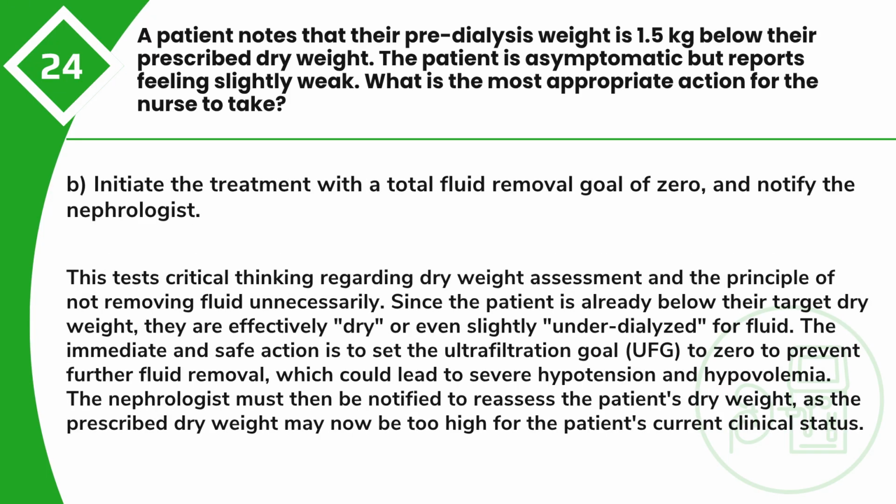Initiate the treatment with a total fluid removal goal of 0 and notify the nephrologist. This tests critical thinking regarding dry weight assessment and the principle of not removing fluid unnecessarily. Since the patient is already below their target dry weight, they are effectively dry or even slightly underdialyzed for fluid. The immediate and safe action is to set the ultrafiltration goal, UFG, to 0 to prevent further fluid removal, which could lead to severe hypotension and hypovolemia. The nephrologist must then be notified to reassess the patient's dry weight, as the prescribed dry weight may now be too high for the patient's current clinical status.